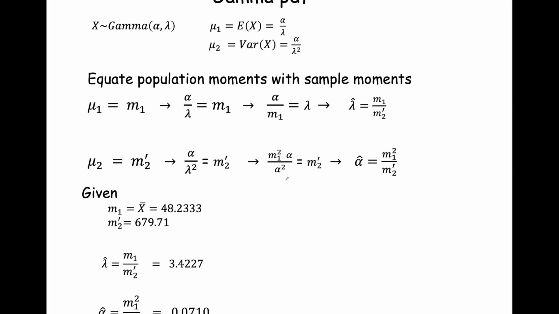M1 squared over M2 is 0.07 and change. So here we have alpha, and we also have our lambda.